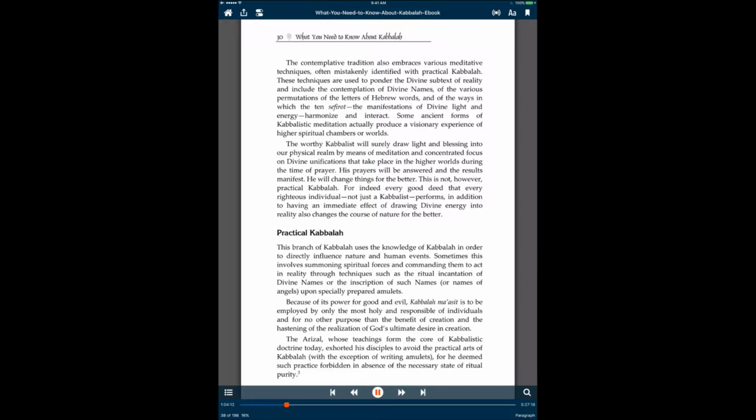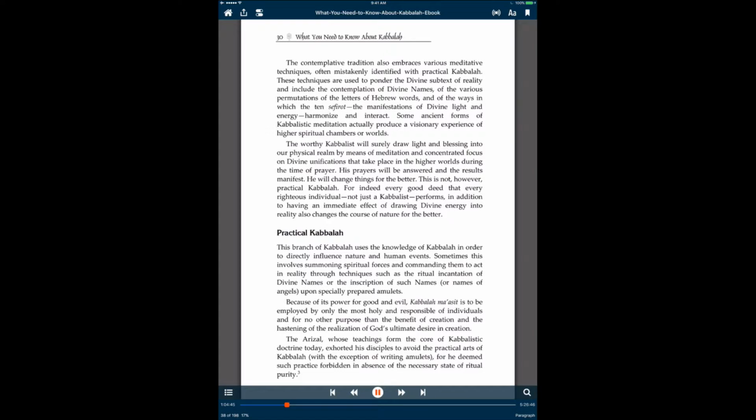Some ancient forms of Kabbalistic meditation actually produce a visionary experience of higher spiritual chambers or worlds. The worthy Kabbalist will surely draw light and blessing into our physical realm by means of meditation and concentrated focus on divine unifications that take place in the higher worlds during the time of prayer. His prayers will be answered and the results manifest. He will change things for the better. This is not, however, practical Kabbalah.